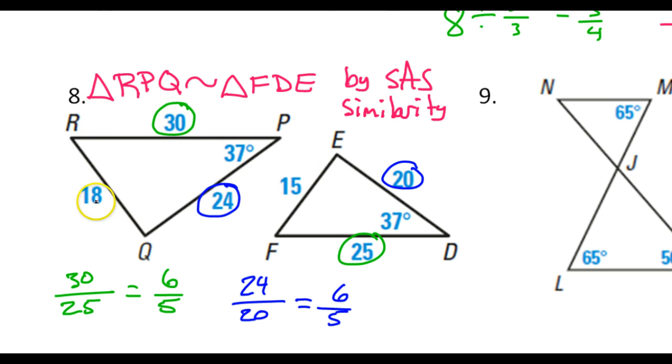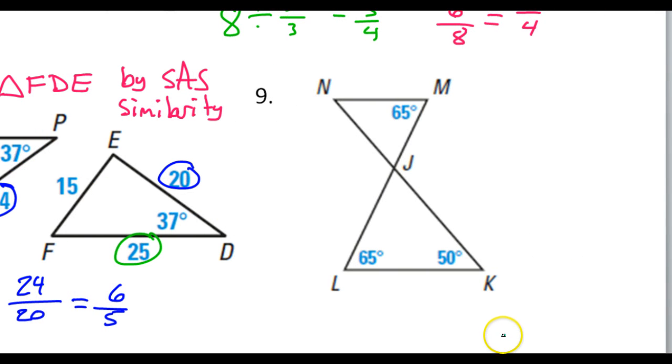Okay, but you could have done side-side-side similarity if you wanted to. Alright, last one for this video, number 9. I don't have any sides anywhere. So we're shooting for angle-angle similarity again. You see the 65 and another 65, so we got that. I see this 50 over here, but over here I only have one angle, so I don't know that that's 50 for sure.